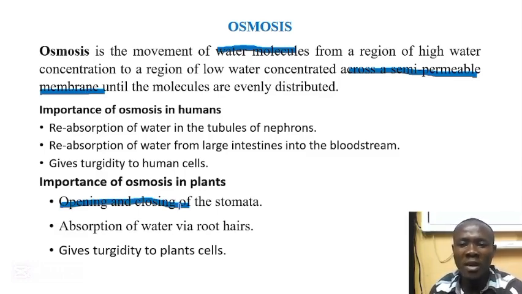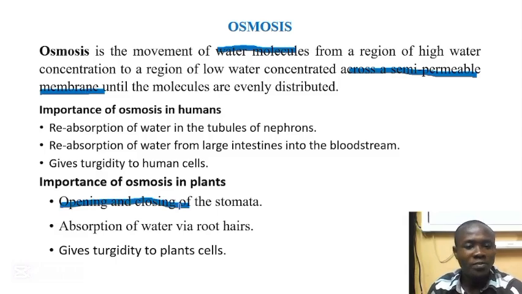In the other case, if the leaf is not having water, what will happen? The opposite will happen. Now the water will move from the guard cell into the neighboring cells surrounding the guard cell. And when the water moves from the guard cell into the neighboring cells, the guard cell will close. So in that case, the stomata will close to avoid loss of water, since the leaf is not having a lot of water in it.